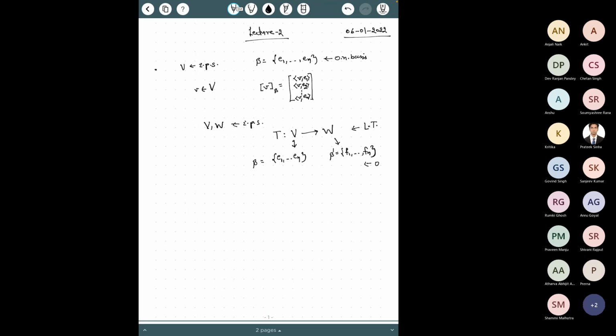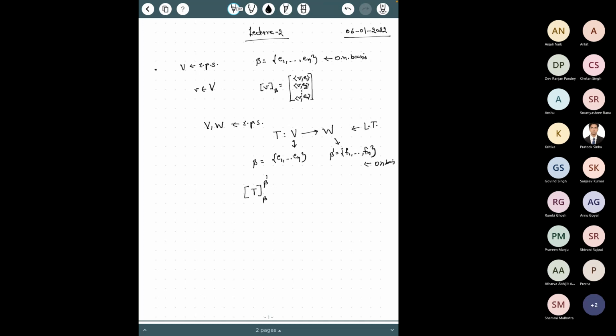These are orthonormal bases. Now if we do this, then we can also find the matrix of T with respect to these two bases B and B dash. And not only that, we can tell explicitly in advance, without calculation, what the entries of this matrix would be.